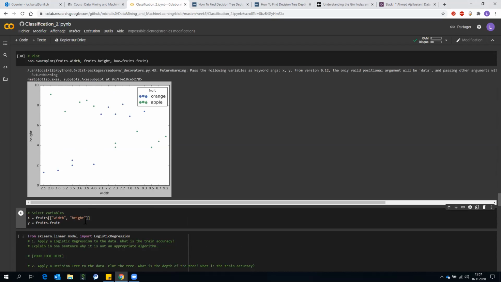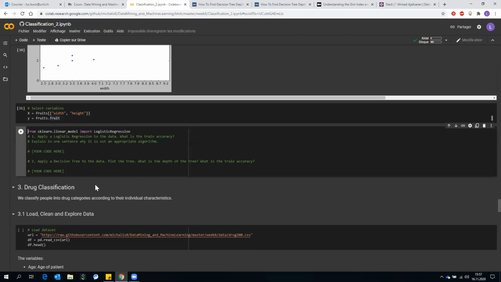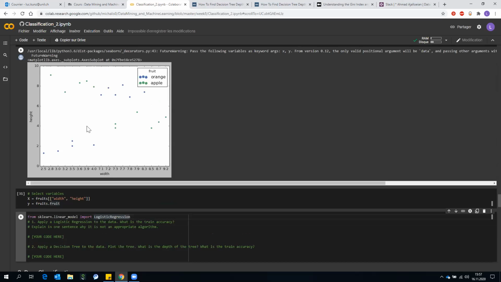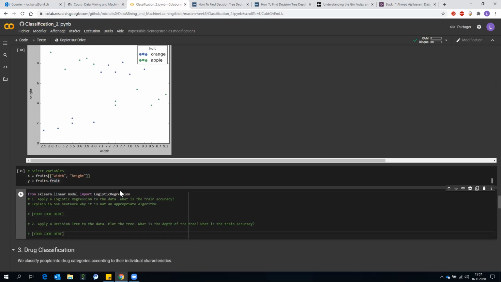And the question is to classify. So we select X and Y, and we want to classify first using logistic regression. Logistic regression is a linear algorithm, to show that it doesn't work well. And then we want to classify using a decision tree. And of course, you want to plot the tree to see the depth and the train accuracy in both cases. I give you 20 minutes, and let's break out the rooms.